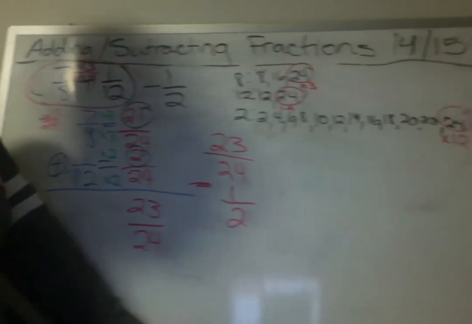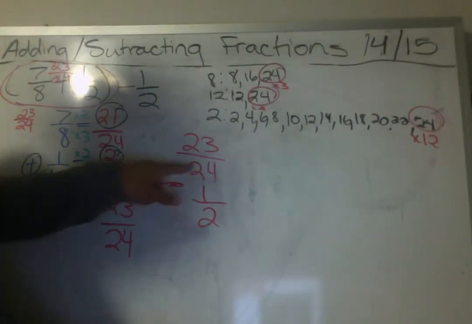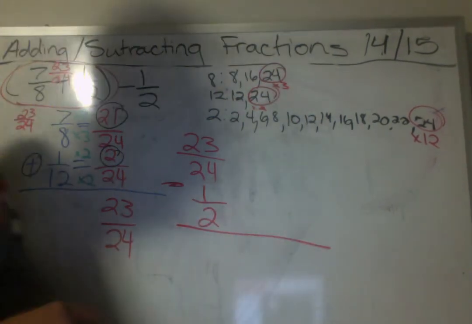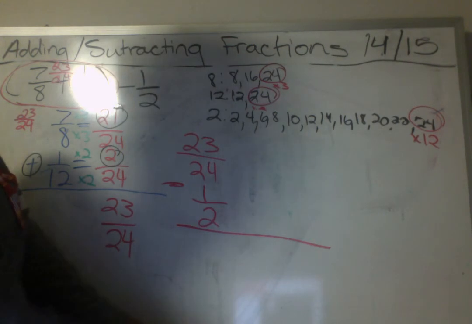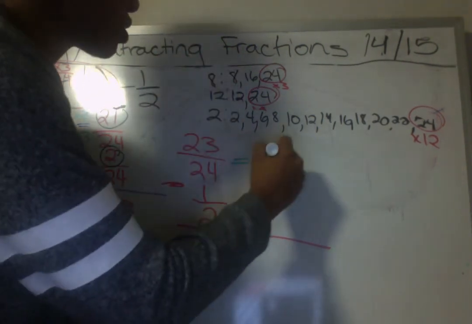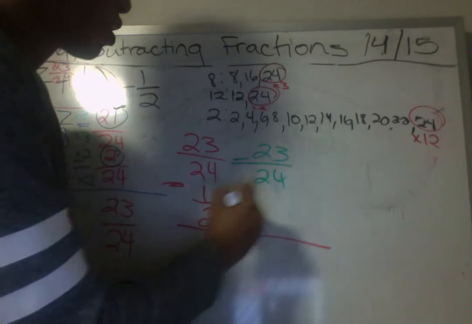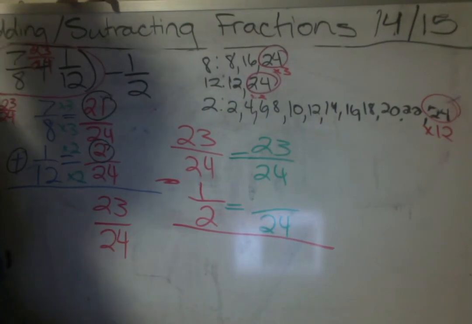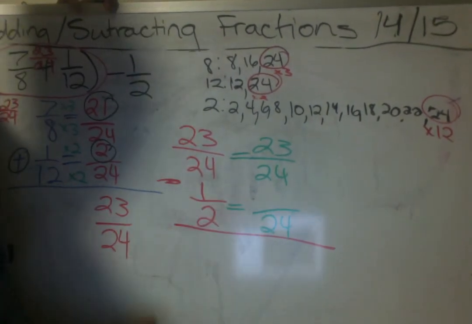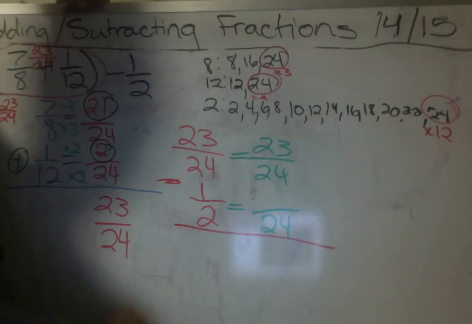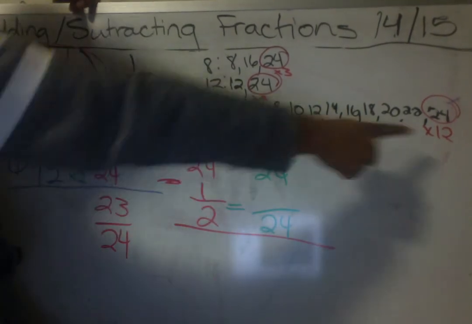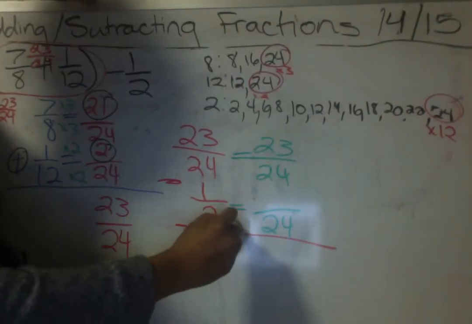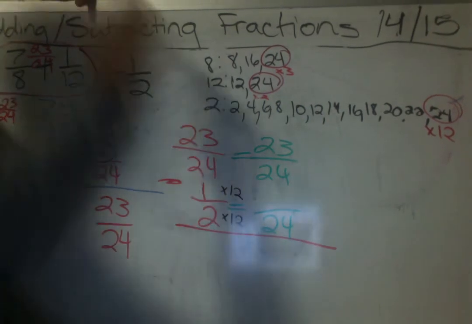Now we can take a deep breath because we've already done it. We know the common denominator is still 24. So this fraction gets to stay the same. The bottom one has to change. How do we get from 2 to 24? We multiplied by 12. Whatever I do to the bottom, I do to the top, times 12, times 12.